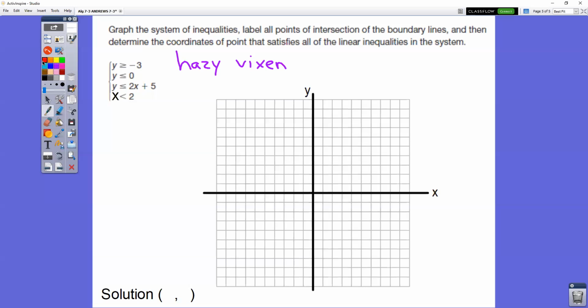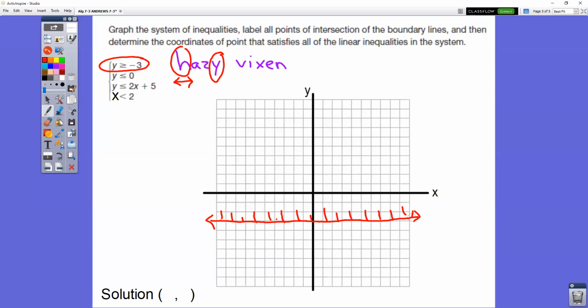So looking at that first equation, we have y is greater than or equal to -3. Y goes with h, which is horizontal. So we're going to have a horizontal line at -3. This is a solid line because of the or equal to. We are shading up above because it is greater than.